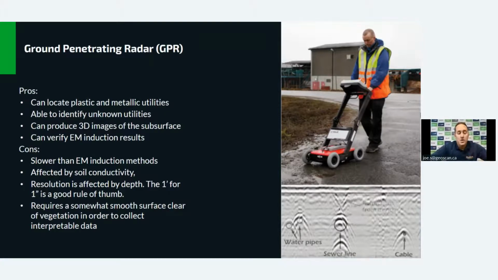And then also, because this is an antenna that's pushed along the surface, you need to be coupled with the surface for it to work, for the radar to pass through the ground. You also need a smooth, clear area. So if there's vehicles in the way, or if you haven't got access to a building or something, then you're only able to scan the areas that you get access to.